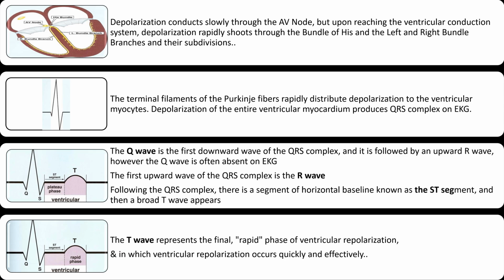The Q wave is the first downward wave of the QRS complex, and it is followed by an upward R wave. However, the Q wave is often absent on EKG. The first upward wave of the QRS complex is the R wave.